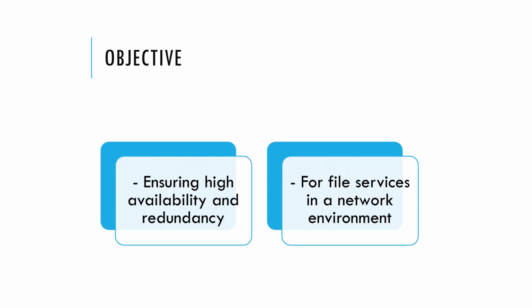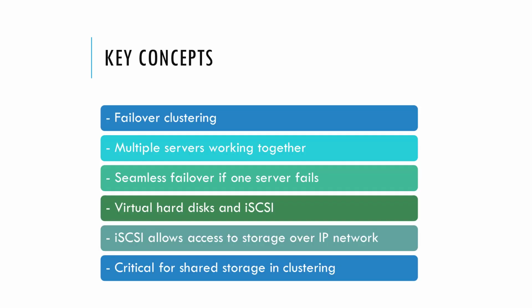So the objective is to ensure high availability and redundancy for file services in a network environment. Really fast about the concepts used in this demonstration. Failover clustering is a method of ensuring that services remain available even if one or more components fail. This is achieved by configuring multiple servers to work together, so if one server fails, another can take over its workload seamlessly. We'll be using also virtual hard disks and iSCSI.